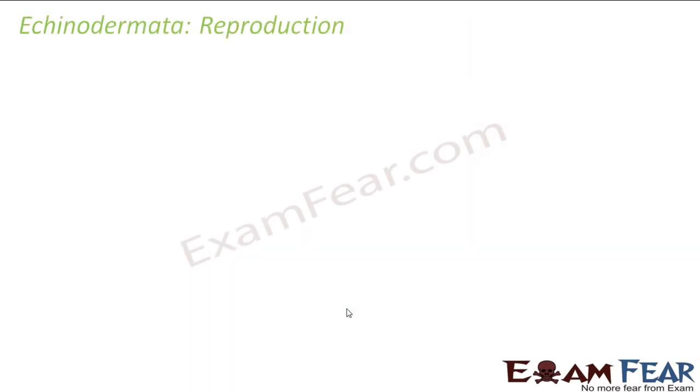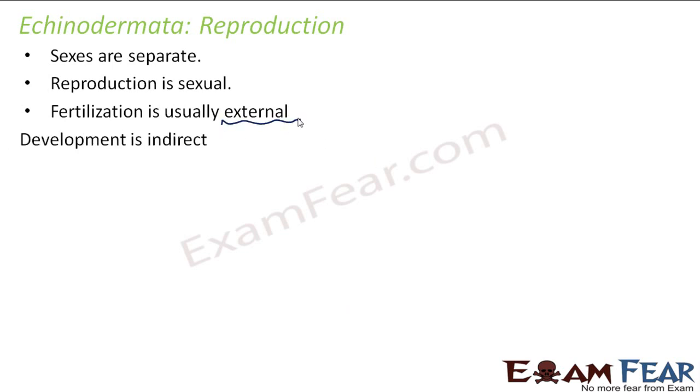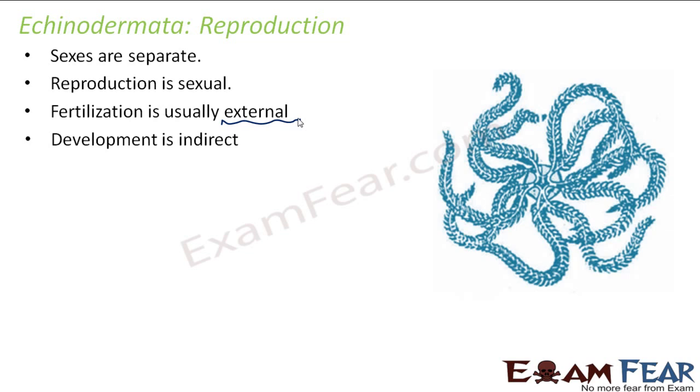Okay, so now the last part of echinoderms, where we will talk about the mode of reproduction. Here also mostly sexual reproduction. The sexes are separate. Fertilization is usually external, so the fusion takes place outside the body of the animal. Development is indirect, that is, the larval stage is involved. That's what we said, right? The larval stage is bilaterally symmetrical, but as it grows into an adult, it becomes radially symmetrical. So these are some of the characteristics and properties of Echinodermata.